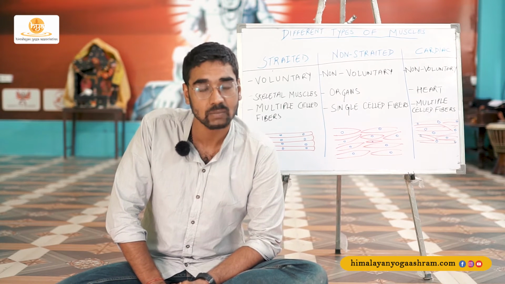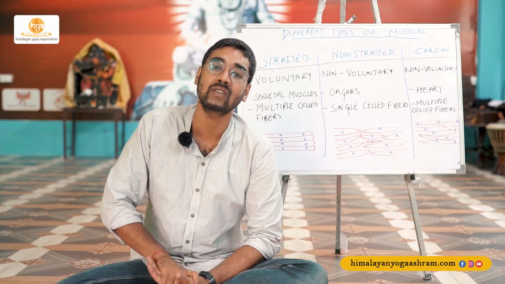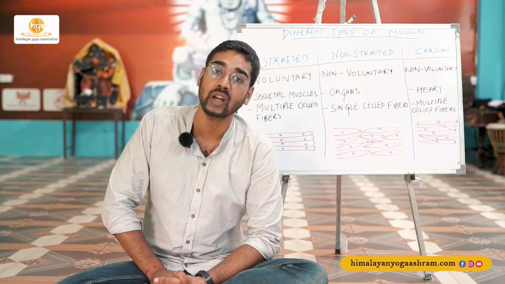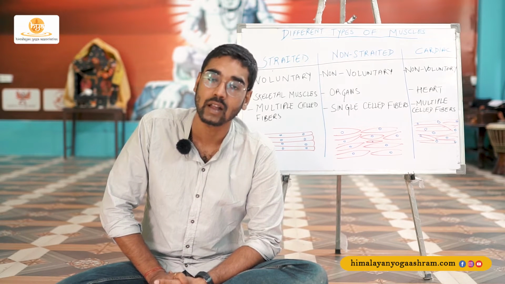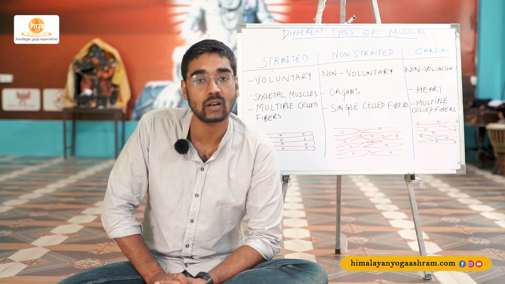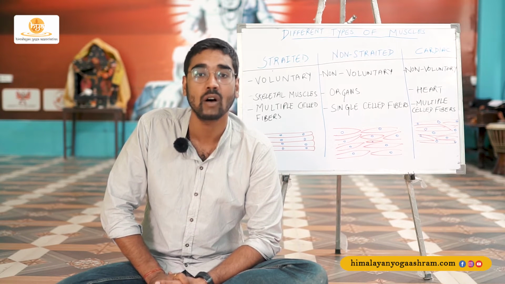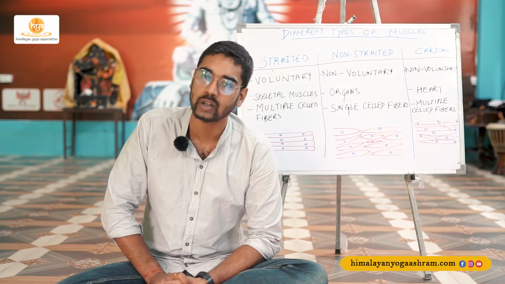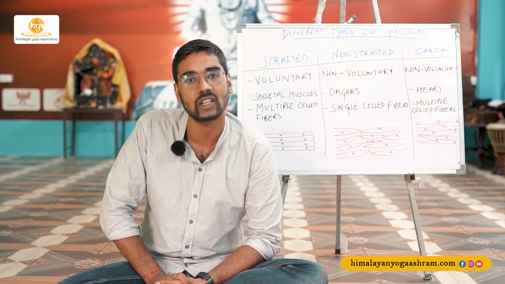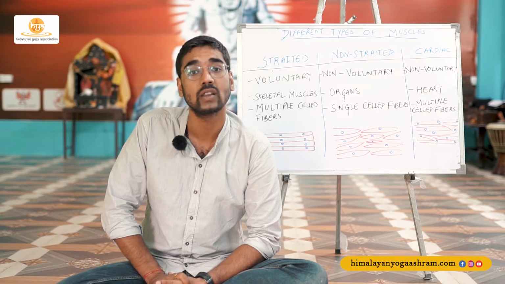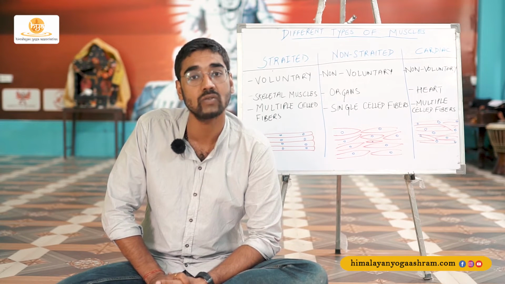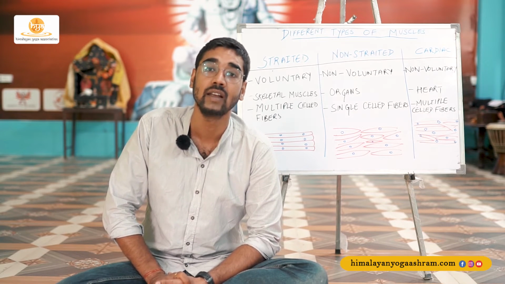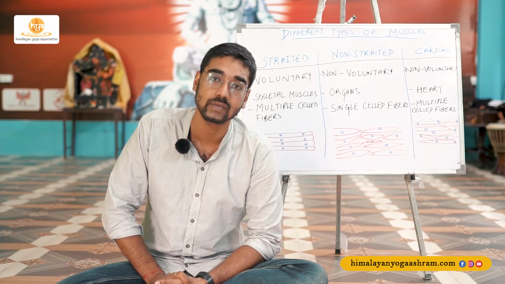The striated muscles are also known as voluntary or skeletal muscles. The non-striated muscles are also called involuntary or visceral muscles. The cardiac muscles are called cardiac muscles. They do not have any special function. That's because there is only one location where the cardiac muscle is present, and that is the heart.